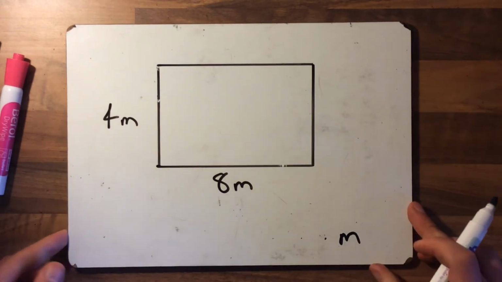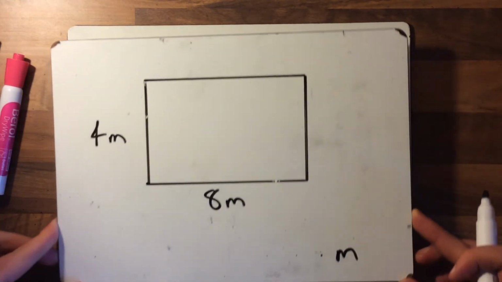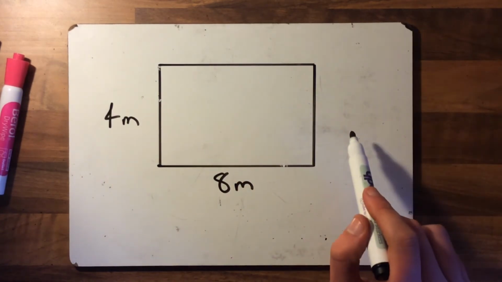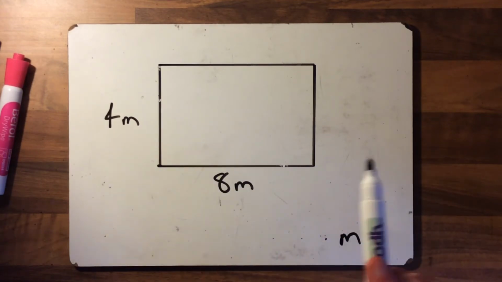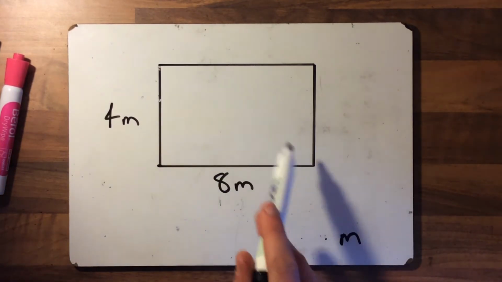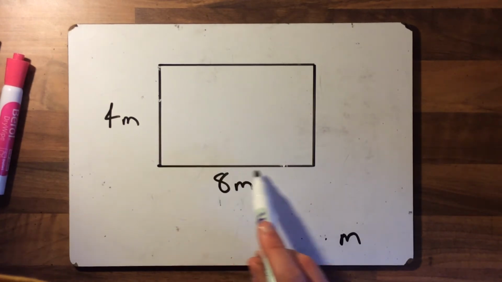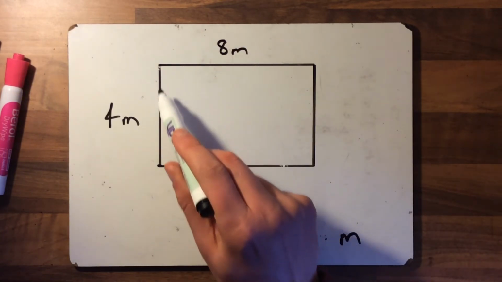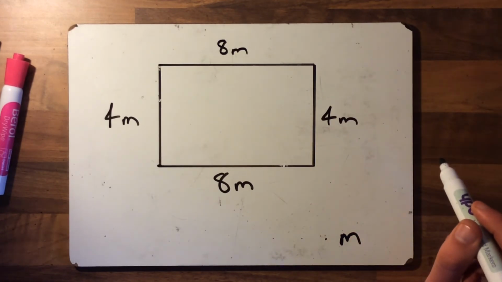Now you can see, compared to the previous one, I'd labelled all the edges, so it's really straightforward to add up. Whereas on this one you can see these two edges are blank, so we need to fill them in. Remembering with rectangles, you probably learned about rectangles in reception, I'd imagine, the sides opposite to each other are identical. So if this side here is 8 metres, this side here also has to be 8 metres. If this side is 4 metres, this one here also has to be 4 metres.